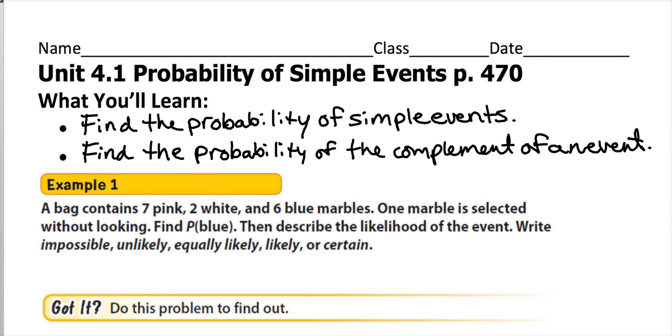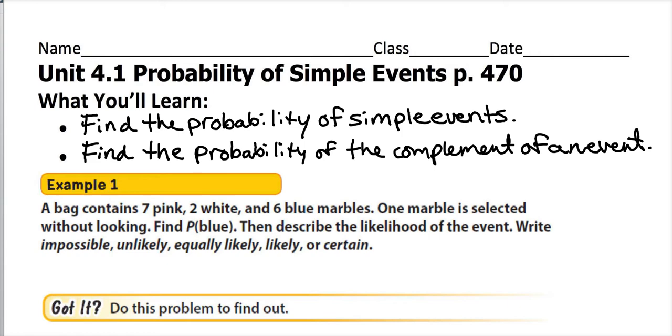Okay, so a simple event means that it's an outcome or a collection of outcomes, whereas the complement is what won't happen. So the probability will be the likelihood of something happening, whereas the complement of an event is something that won't happen. Something that can happen versus something that can't happen.